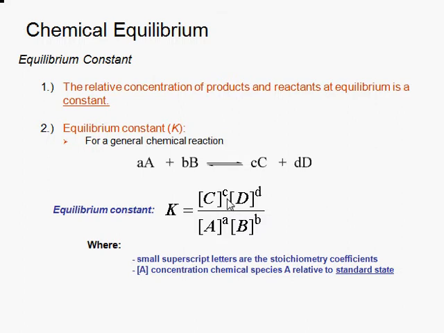The stoichiometric coefficients, whatever the coefficients are there, will come raised to the power. Like if capital C is the concentration and small c is its coefficient, it will come raised to the power c. In the same way, there is one more product, capital D raised to the power d, divided by the reactants. Okay, let's see the next slide.